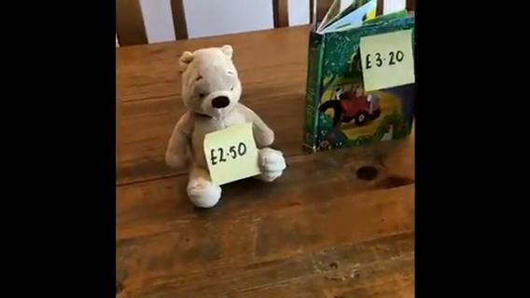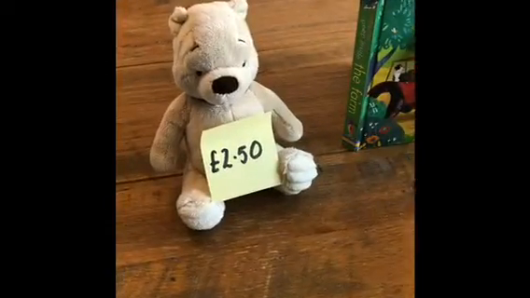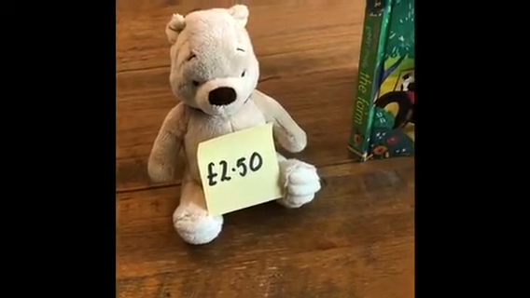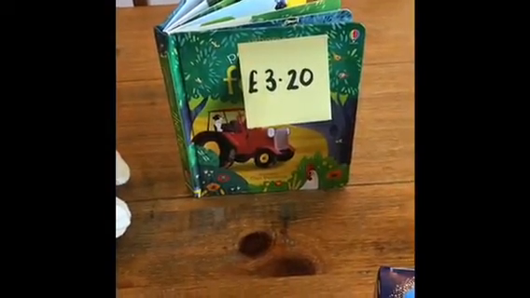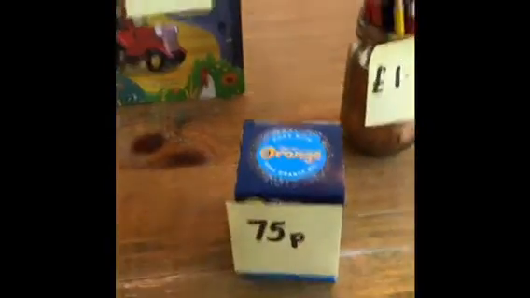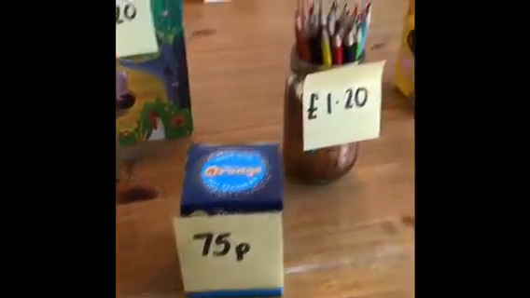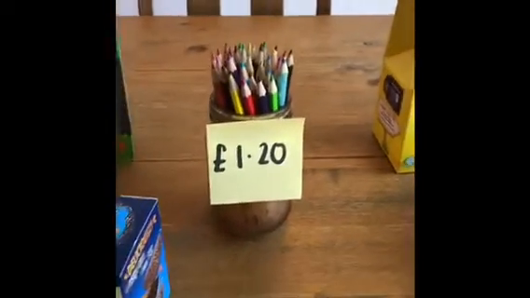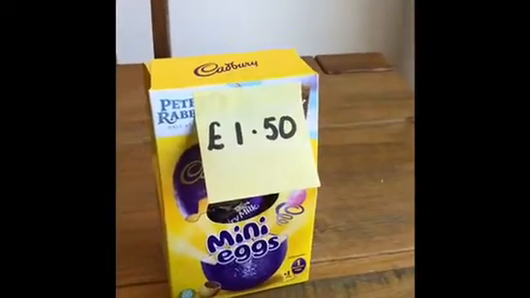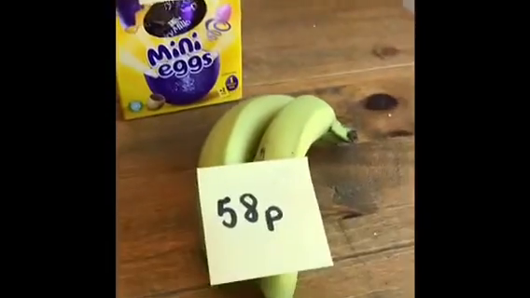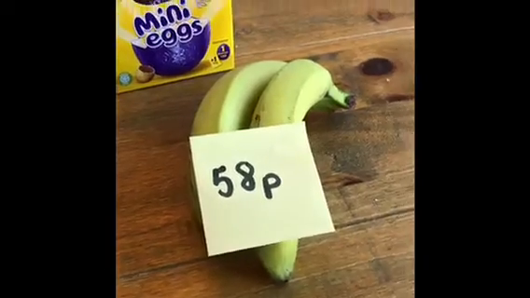Okay, so I have got one item. I've got a teddy bear here for £2.50. I've got a book for £3.20. I've got a chocolate orange for 75 pence, a jar of pencils for £1.20, an Easter egg for £1.50, and some bananas for 58 pence.